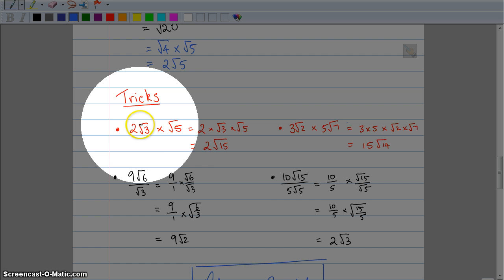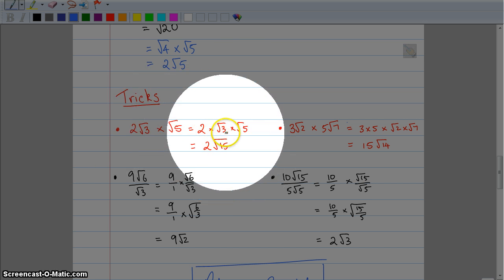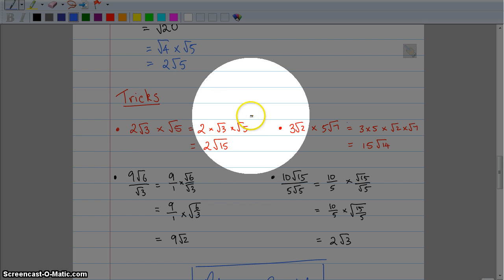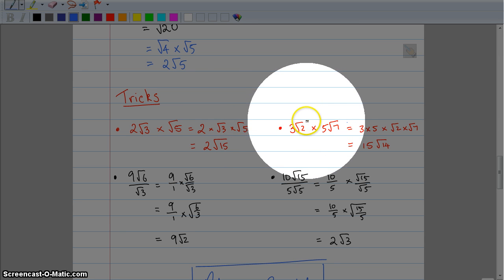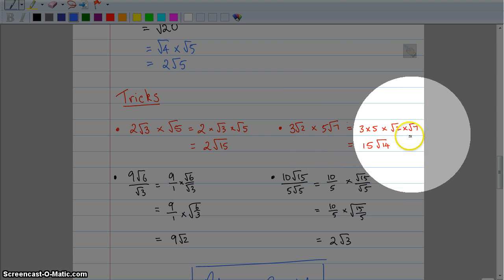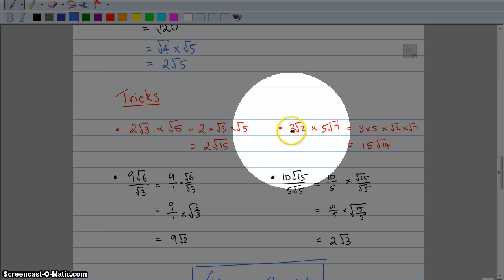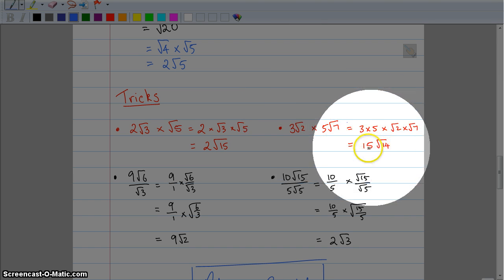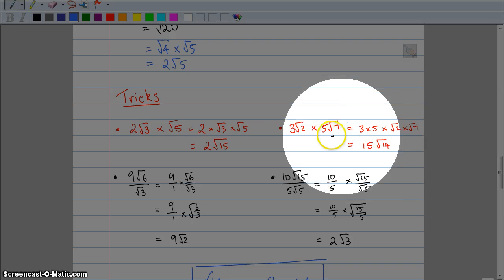People want to multiply the 15 by 2 as well and get root 30, but that's not what we do. Let me show you another example, a little bit more complicated. 3 root 2 by 5 root 7. We multiply the surds on the inside, so it becomes root 2 times root 7, which is root 14, and then we multiply the numbers together. So 3 multiplied by 5, which is 15. So we multiply the numbers together and the square roots together. We don't mix and match those two things.